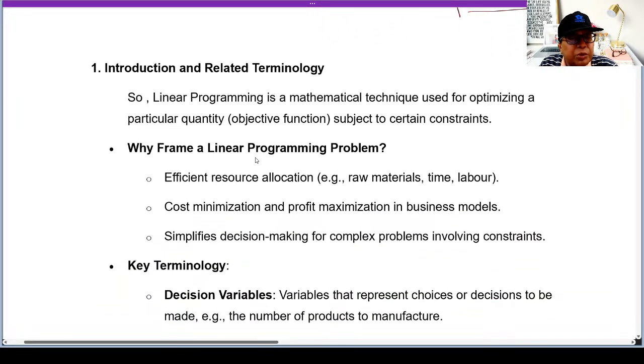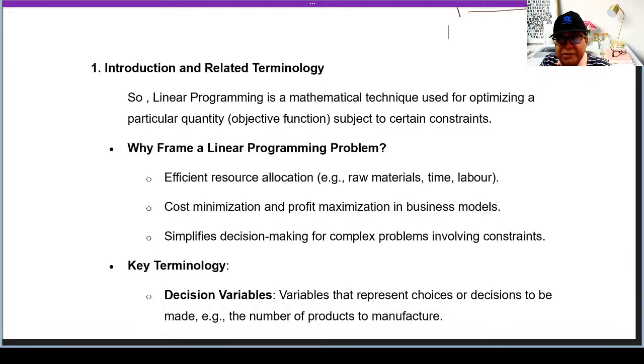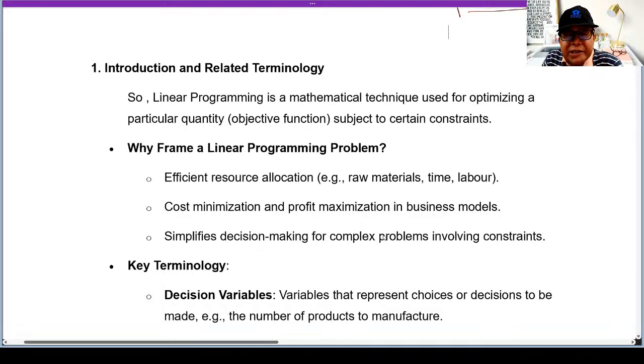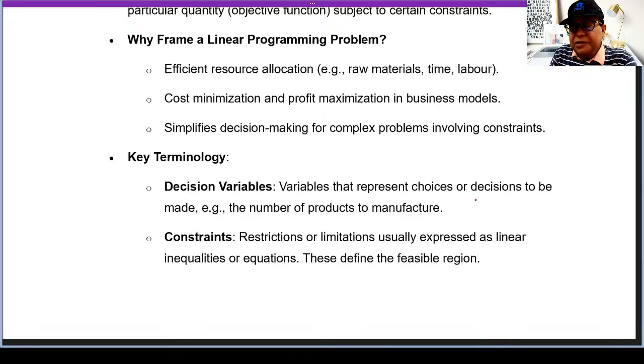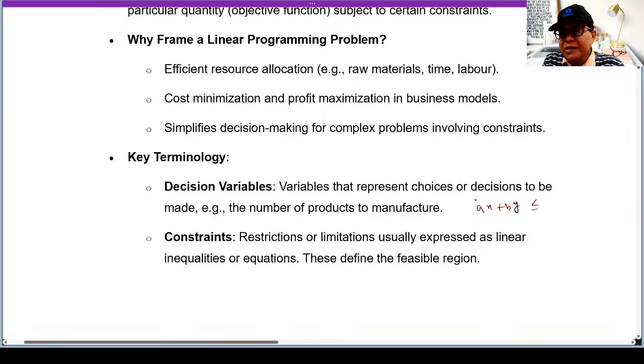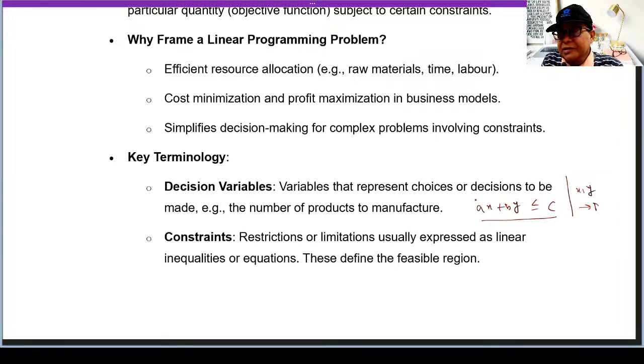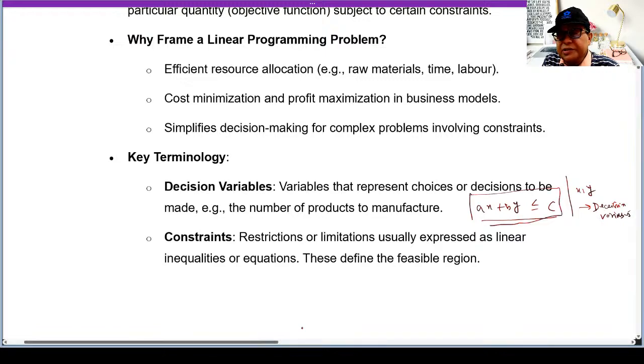A linear programming problem, as I told you, is required for efficient resource allocation, cost minimization and profit maximization in a business model. It simplifies decision making for complex problems involving constraints. It has some key terms. Those are decision variables that represent choices or decisions to be made. Like if we write x plus by less than or equal to c, then x and y are variables, they will be referred to as decision variables. And what are the constraints? This whole thing is called a constraint.